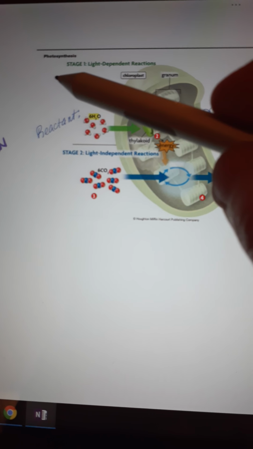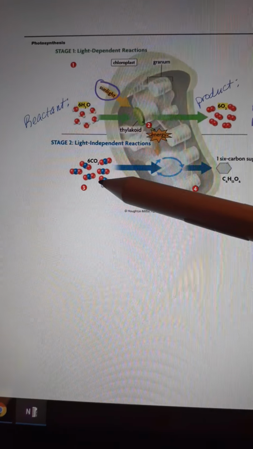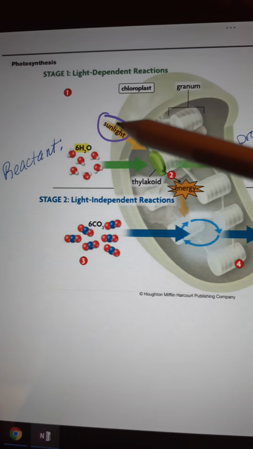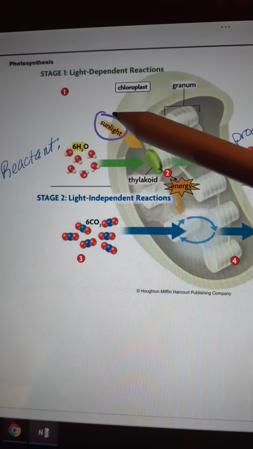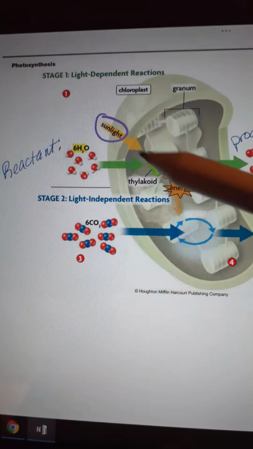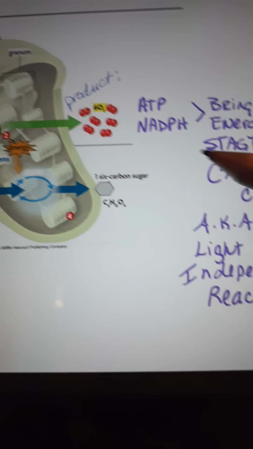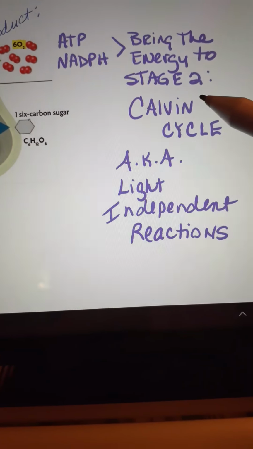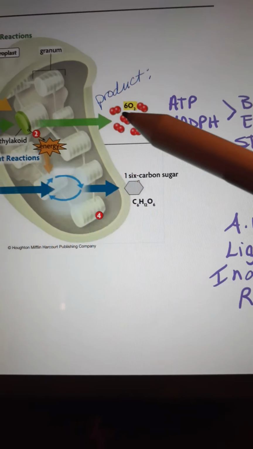There is your chloroplast and your reactants, sunlight and water for stage 1. In stage 2, that's when the carbon dioxide is going to be used. But in stage 1, which is what we're talking about, the light-dependent reactions, the light is being used to transfer energy to two energy carriers for the next stage, stage 2, and oxygen is going to be made.